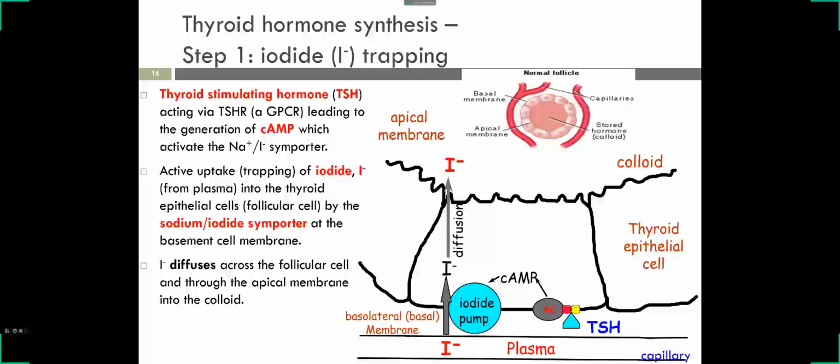Now, obviously, how does the iodide get there? Well, remember we said this organ was highly vascularized. So you can see here the iodine can enter very close by the bloodstream, and then this pump just brings it in from the outside.